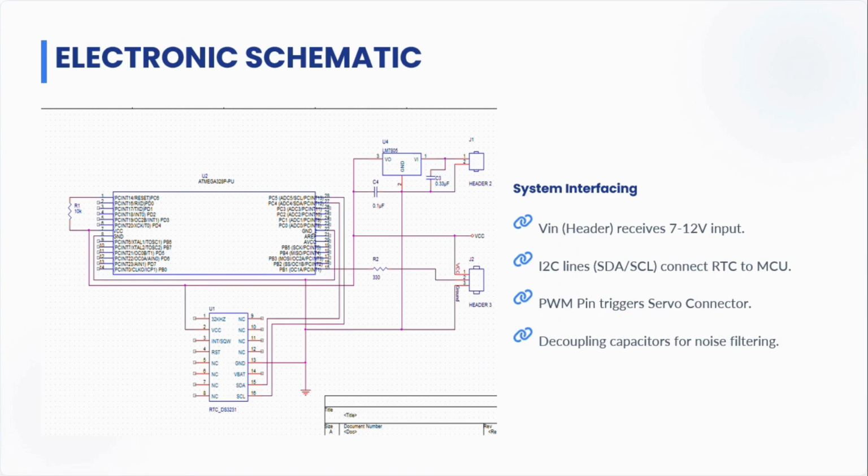Let's look at how these individual components interface with one another on the board. Starting with the power, the board receives its 7 to 12 volt input through a dedicated VIN header. For data transmission, the I2C lines, specifically the SDA and SCL pins, form the critical connection between our RTC module and the main microcontroller unit.